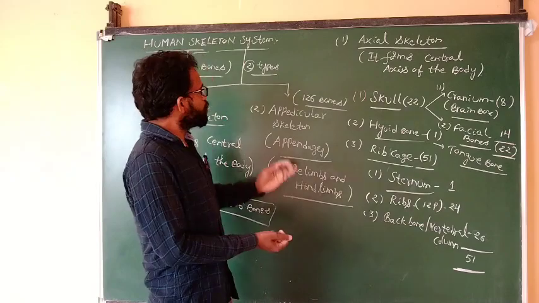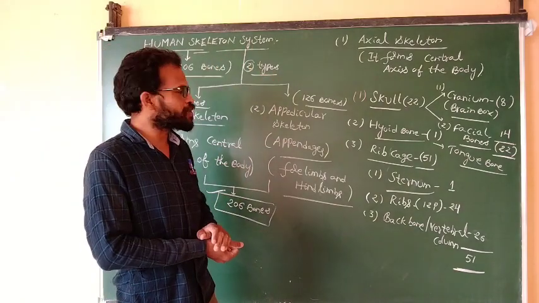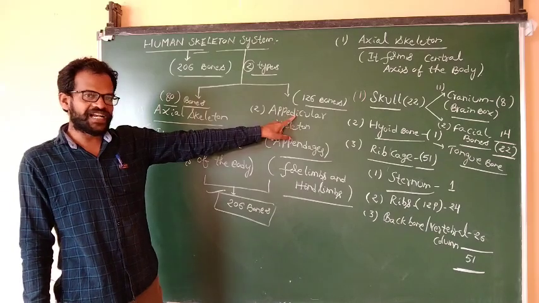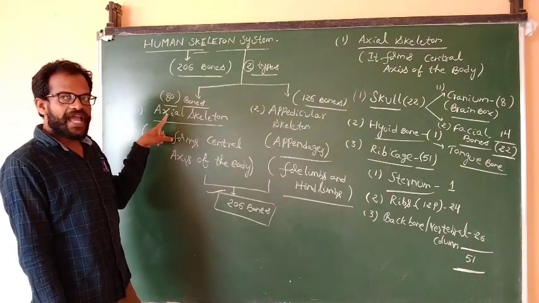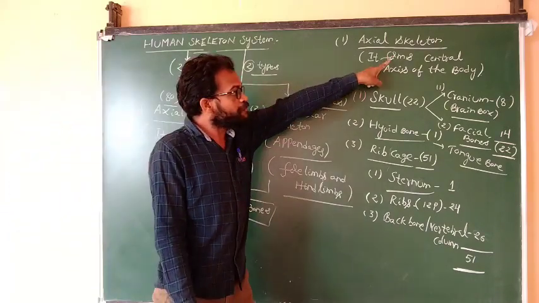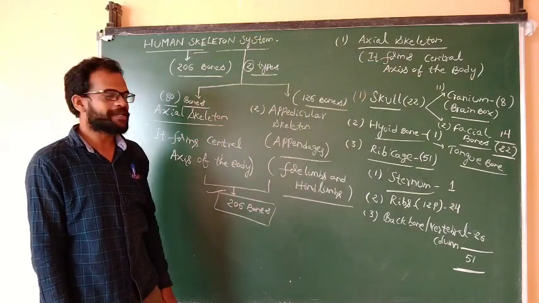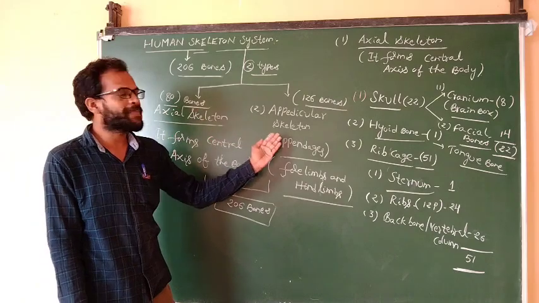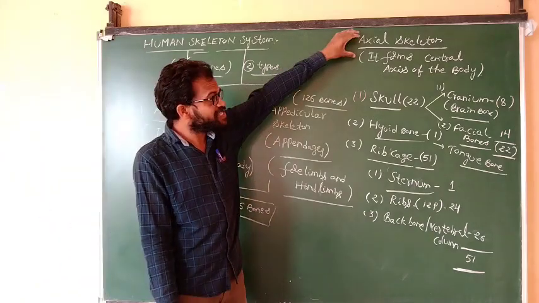The human skeletal system is divided into two types. First one, axial skeleton. The second one, appendicular skeleton. Axial skeleton means it forms the central axis of the body. Appendicular means appendages.